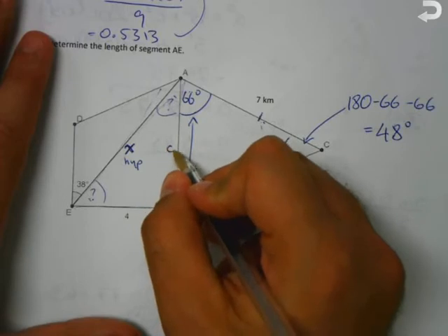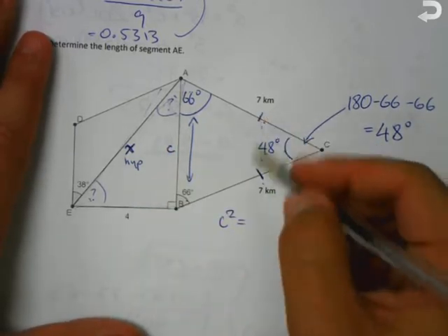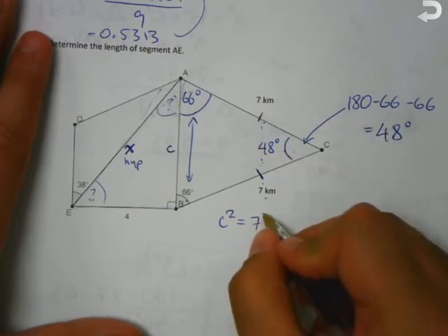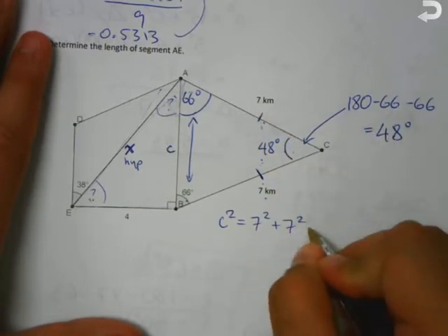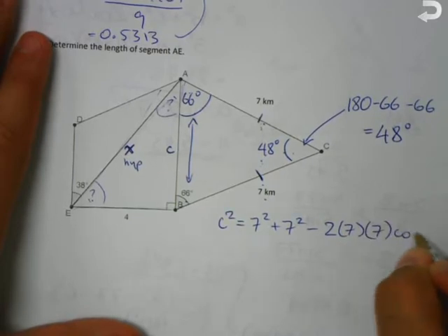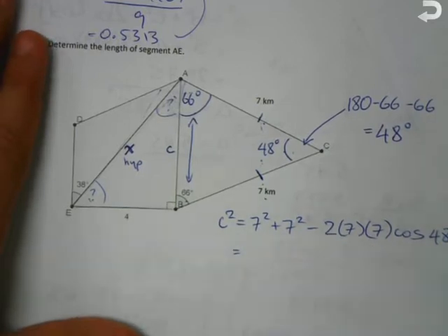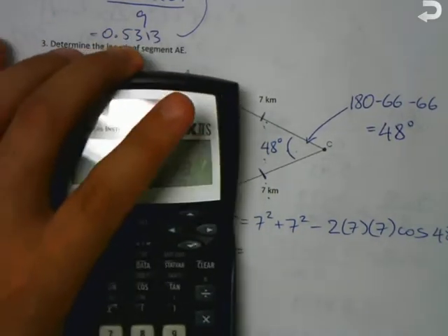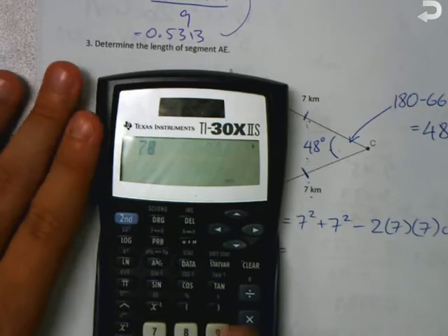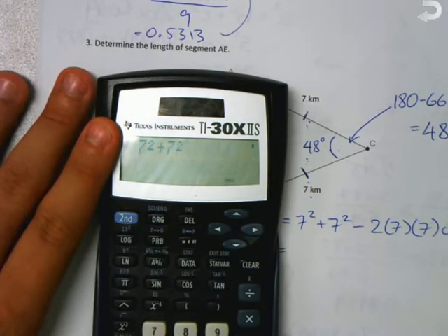So now, since I know that's 48 and I know that's 7, I can use my cosine law to find this. I'll call this side C, because that's opposite of C. So I can write C squared is A squared plus B squared minus 2AB cos C. Right? So let's go through this.